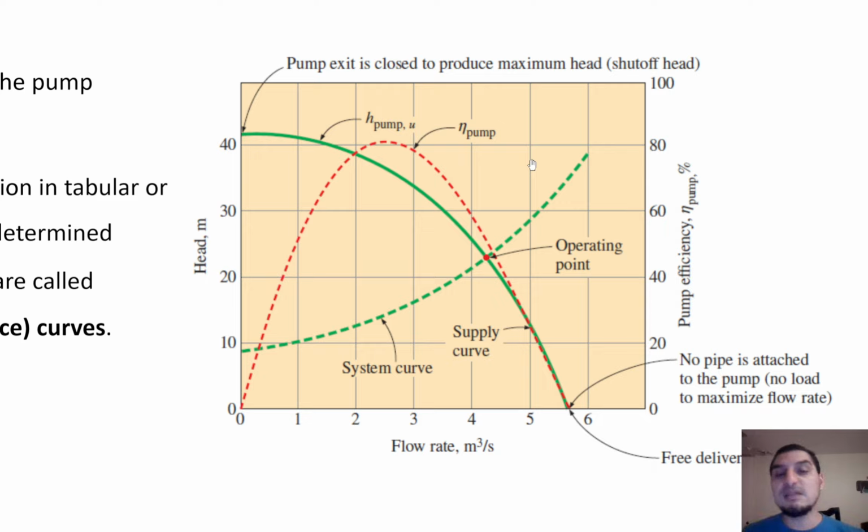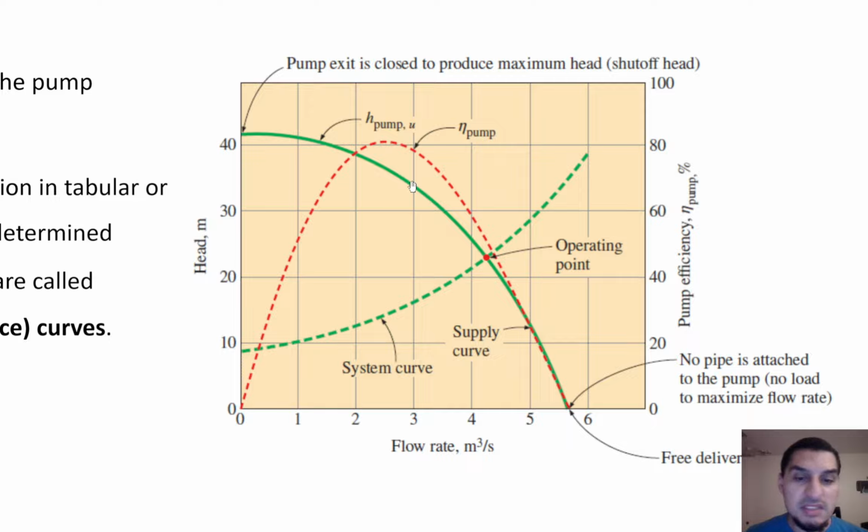So let's say, for example, I have a process where I need a pump that will operate at 3 meter cube per second, and I need a head of 30 meters. So this is the point I'm interested in. What I need is 30 meters, but what the pump can provide is 34, which is more than what I need, which is very good. So this pump is suitable. It can provide more than what I need.